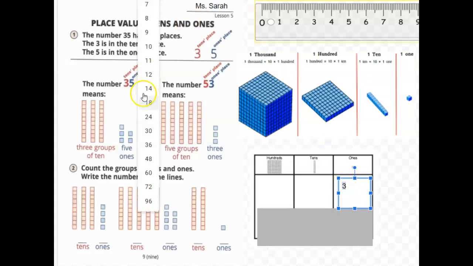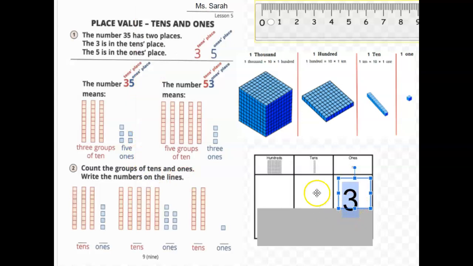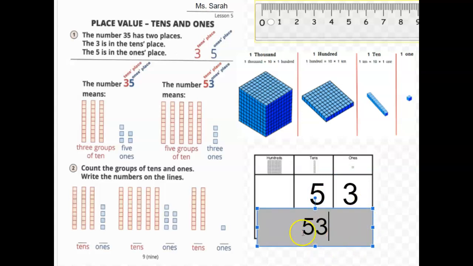Okay, and then in this column right next door, how many rods do we have right here? We have 1, 2, 3, 4, 5. So we would have to write a 5 right here, not a 3, a 5. Okay, and our number would be 53. So when we go to write it, we would write 53 right next to each other.